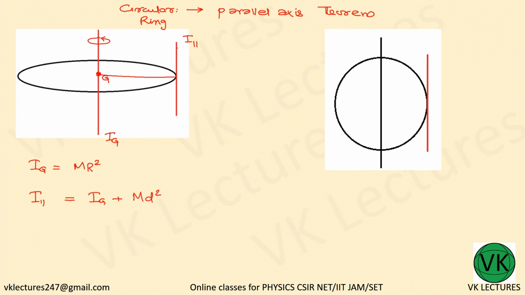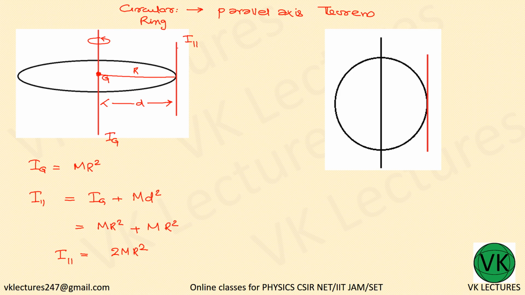Now what is d? The distance of this. Since it is on this ring, d is nothing but r. So this distance is d. So m d squared. IG we already know, it's equal to mr squared, and m d squared is nothing but mr squared. So I parallel equals 2 times mr squared. So this is I parallel.